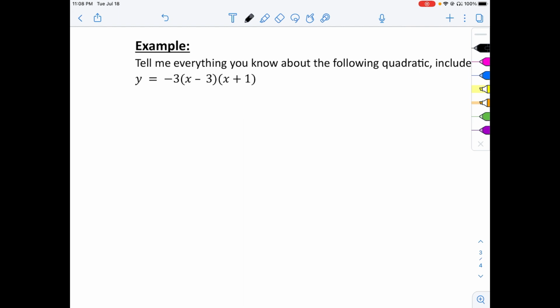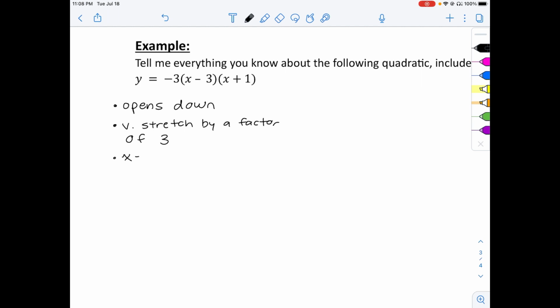Before even doing anything to manipulate the equation, I can determine a few things. I know that it is going to open down, because I have a negative a value, that -3. I know that there is a vertical stretch by a factor of 3, because it's the absolute value of my a value. So just 3 is fine. You don't need to say -3.